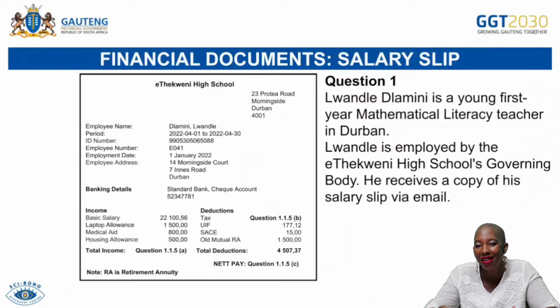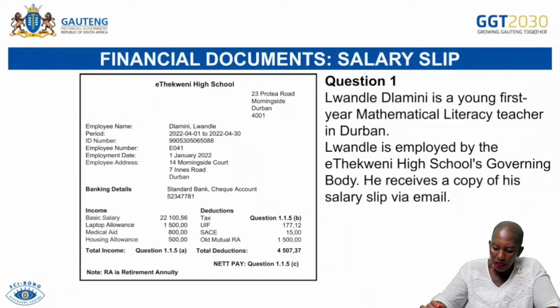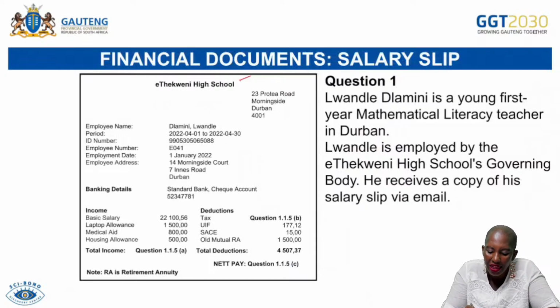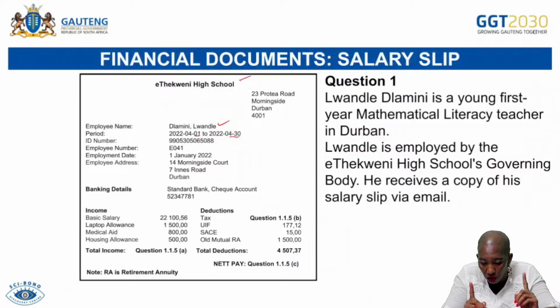So now here is just an example of what? Of a salary slip. Which information is contained in the salary slip? Number one, it will show the employer. Who is this person? Who is the employer here? eThekwini High School. And then who is this salary for? It is Mr. Dlamini's salary, Lwandle Dlamini. And then the period of payment, it is from when? 1st of April 2022 to 30th of April 2022. So meaning it's a period of a month.